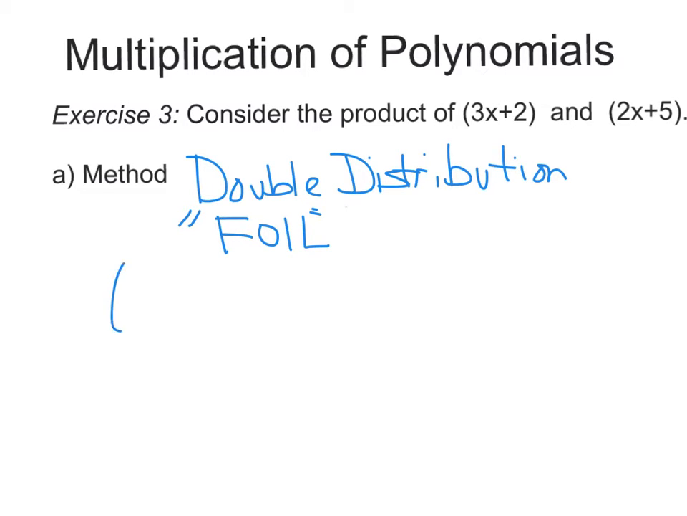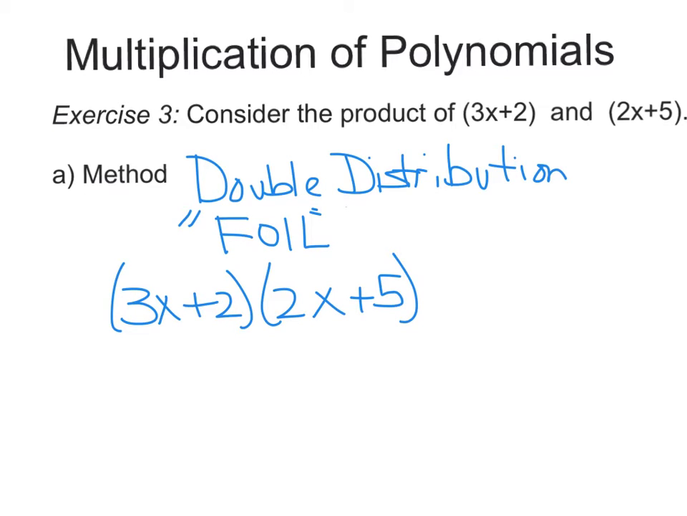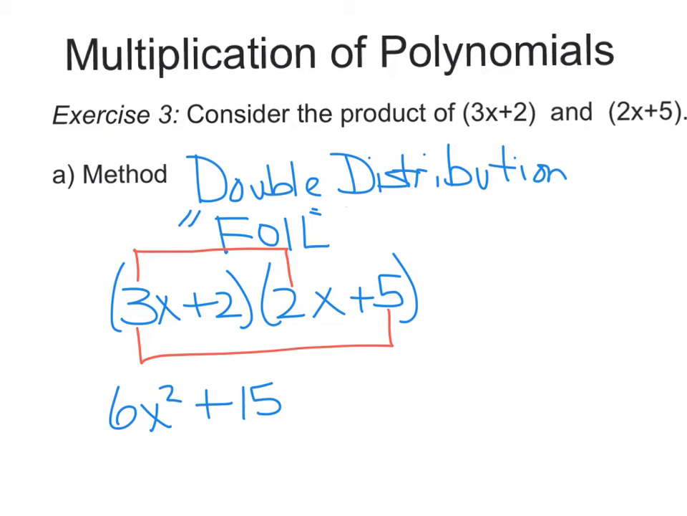If we are multiplying together 3x plus 2 times 2x plus 5, using double distribution, we want to make sure that we multiply each term in the first binomial by each term in the second binomial. So for example, I am going to multiply 3x times 2x, and then I am going to multiply 3x times 5. When I do that, I'm getting 3x times 2x is 6x squared. 3x times 5 is 15x.